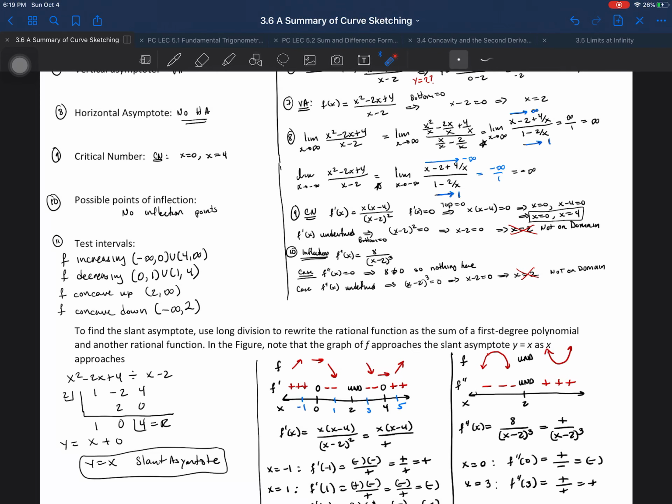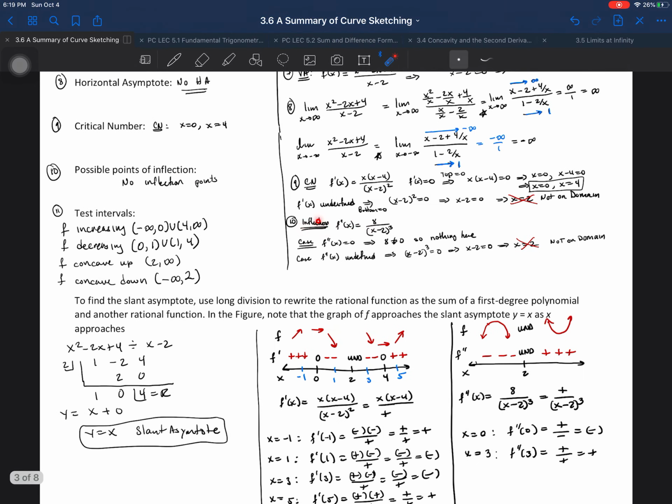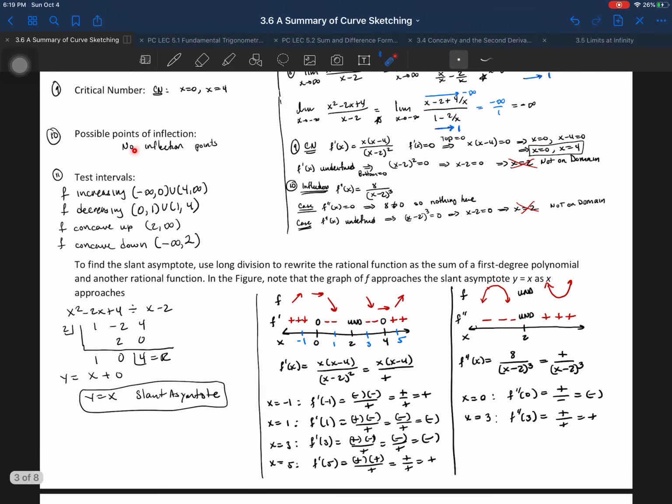What about inflection points? For inflection points, we're going to look at the second derivative, and we're going to do exactly the same thing we just did, right? Set the second derivative equal to 0, but that's not possible because x cannot equal 0, so there's nothing here. There's no possible inflection points here. What about for the second case? That is when the second derivative is undefined. That would happen when the denominator is 0, which we know is going to happen when x minus 2 equals 0, which we know is going to happen when x equals 2. But x equals 2 is not part of the domain, so this is not a possible inflection point, but it's still going to be part of the number line. All right, so no inflection points here.